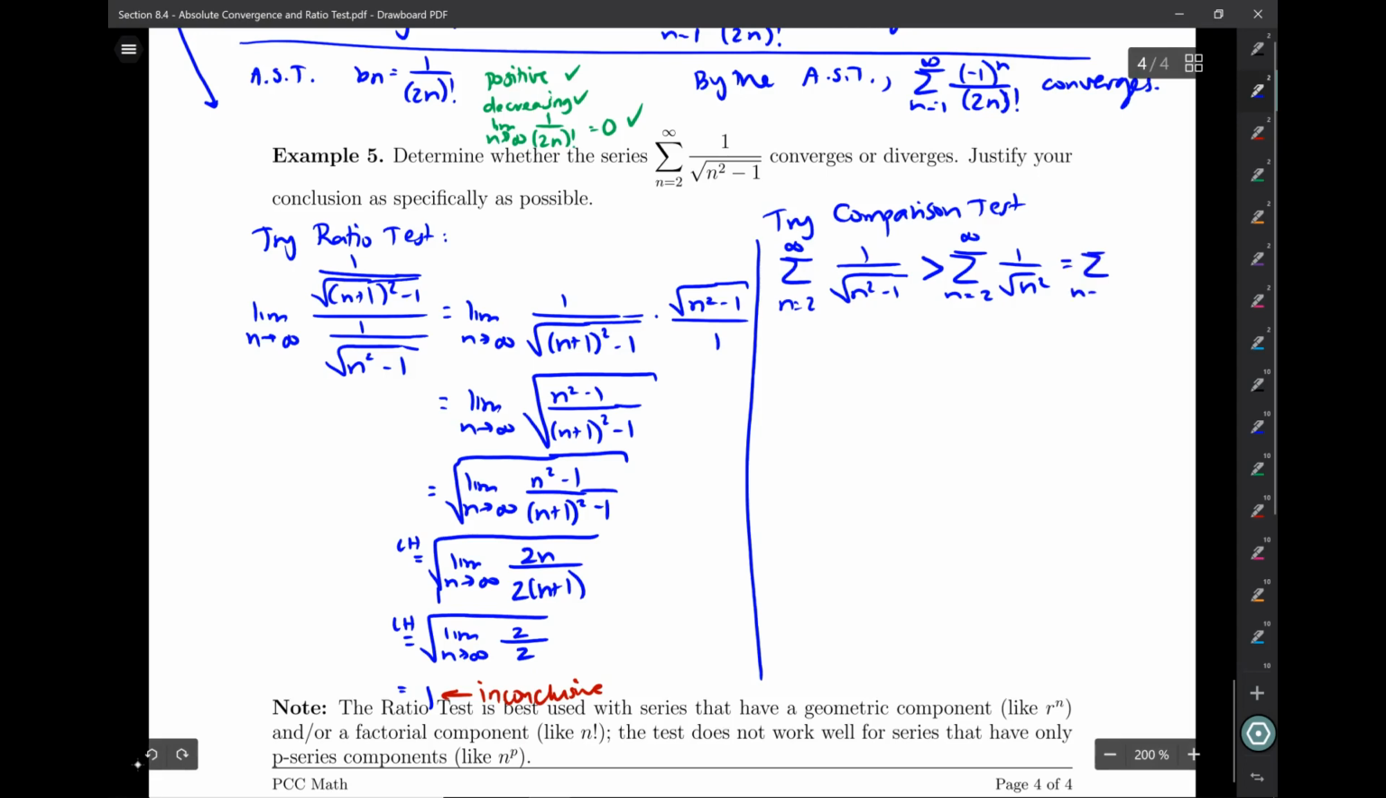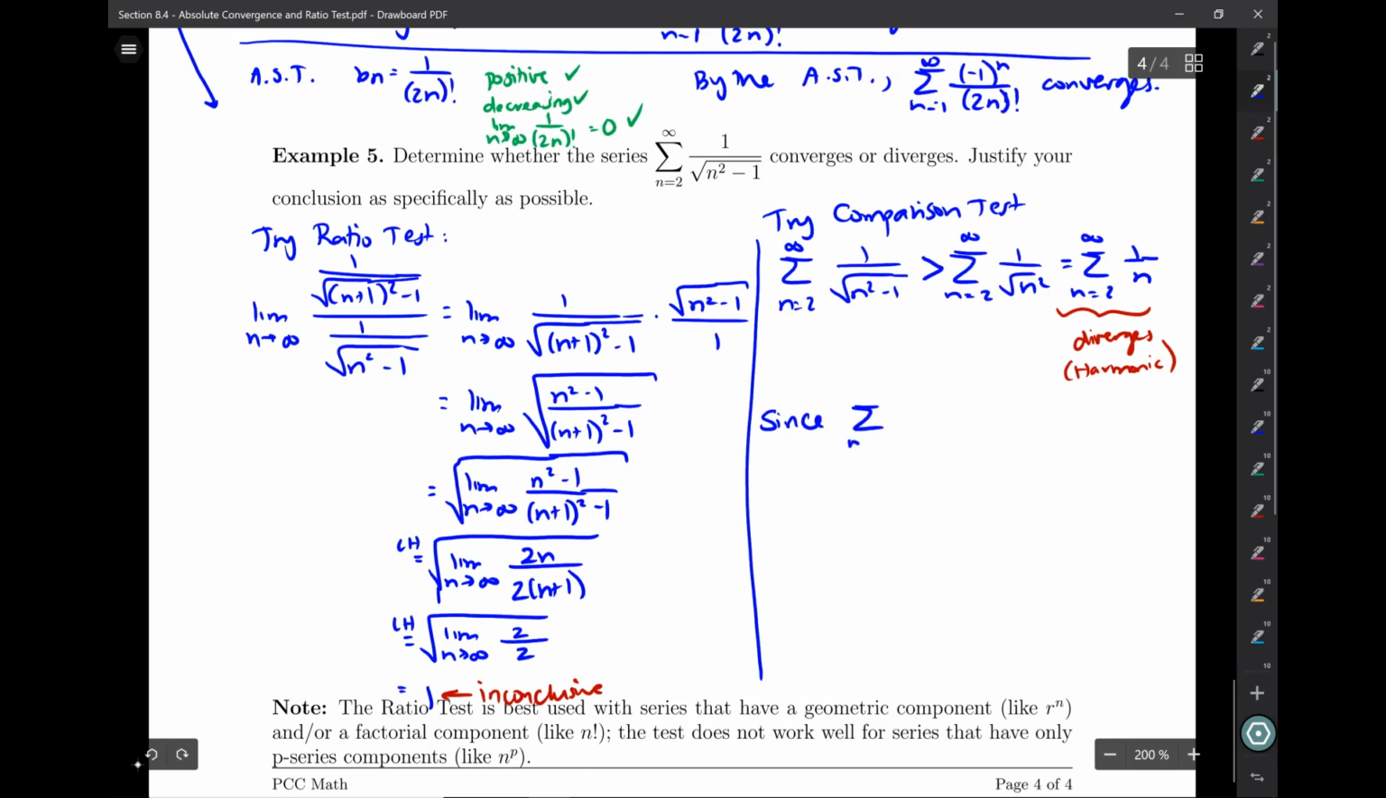This series is greater than, well, the square root of n squared would be n. So this is equivalent to the harmonic series. I'm comparing to the harmonic series, which again is known to diverge. And notice the inequality sign is going this way, and so that is saying that this series is larger than a series that diverges. So that means that that series must also diverge.